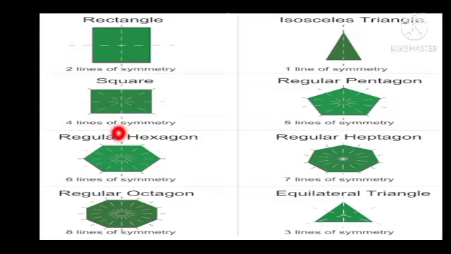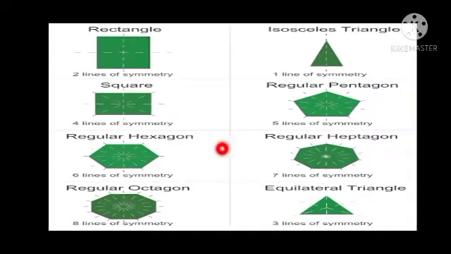Rectangle, 2 lines of symmetry; square, 4 lines of symmetry; regular hexagon, 6 lines of symmetry; regular octagon, 8 lines of symmetry; isosceles triangle, 1 line of symmetry; regular pentagon, 5 lines of symmetry; regular heptagon, 7 lines of symmetry; and equilateral triangle, 3 lines of symmetry.